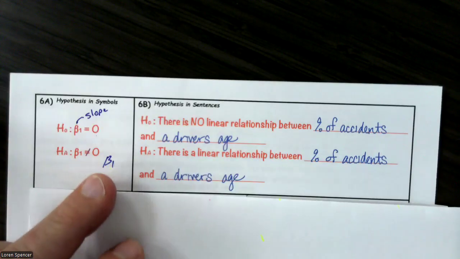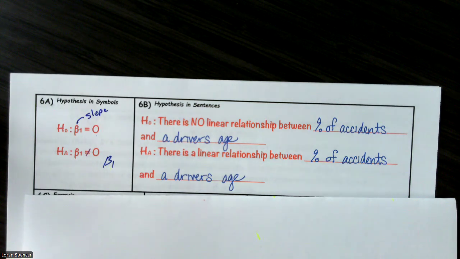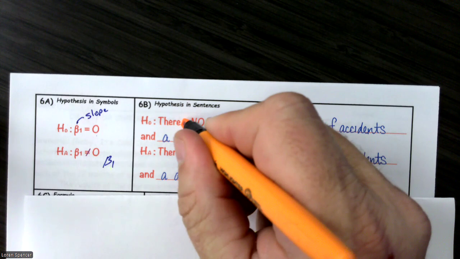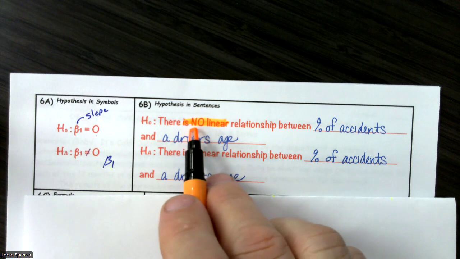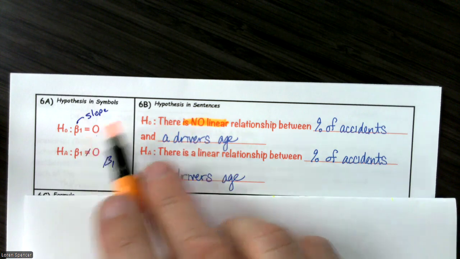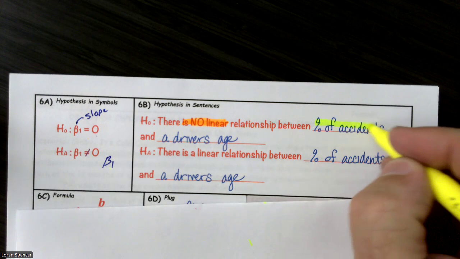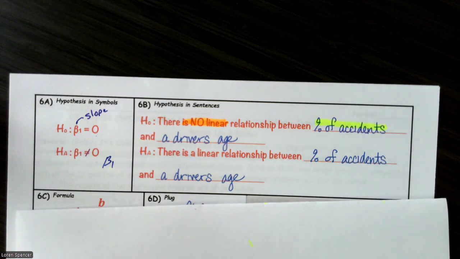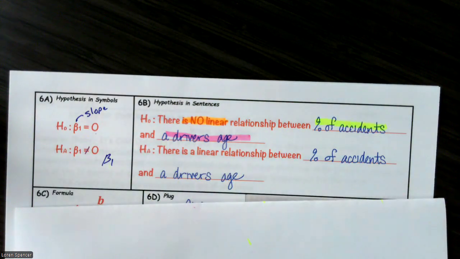So the first one, this is where things get confusing. We need to note that we start off with there is no linear relationship. The key words, please, are there is no. Most of the time we start off with positives. This time we start off with a negative. There is no linear relationship. Even though it says equal, there is no linear relationship between the percent of accidents, which happens to be Y, and a driver's age, which happens to be X.